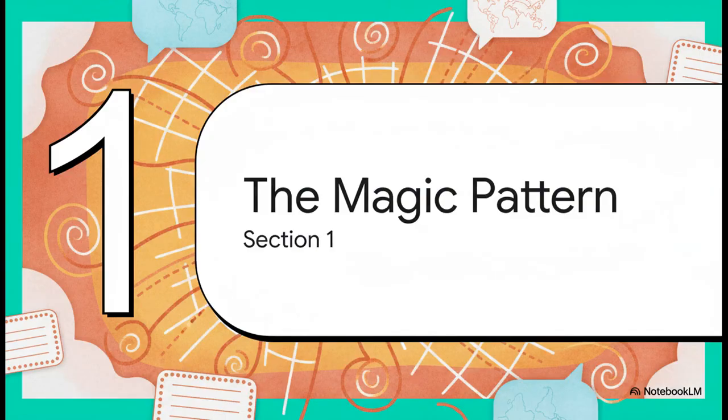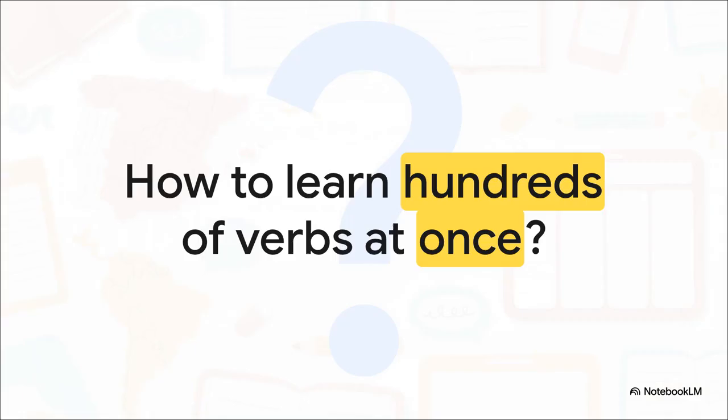All right, Section 1, the magic pattern. So think about this for a second. How do you learn literally hundreds of Spanish verbs all at once? I know it sounds like a complete trick question, right? But I promise you it's not. Here's something totally game-changing about Spanish. It has hundreds of verbs that end in the letters AR, and the vast majority of them follow the exact same structural pattern. This is huge.